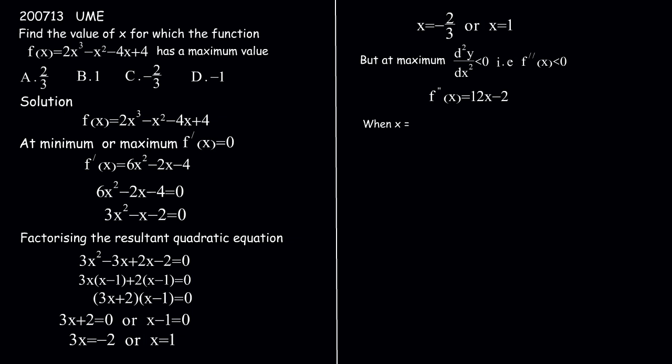Starting with when s equals minus 2 over 3, we'll be substituting s for minus 2 over 3 in our answer for the second derivative. Doing so, it will be equal to 12 in bracket minus 2 over 3, minus 2. Simplifying, it is equal to minus 10. And obviously, this fits our criteria because minus 10 is less than 0. So the function is maximum at the point s equals minus 2 over 3. And the answer is C.